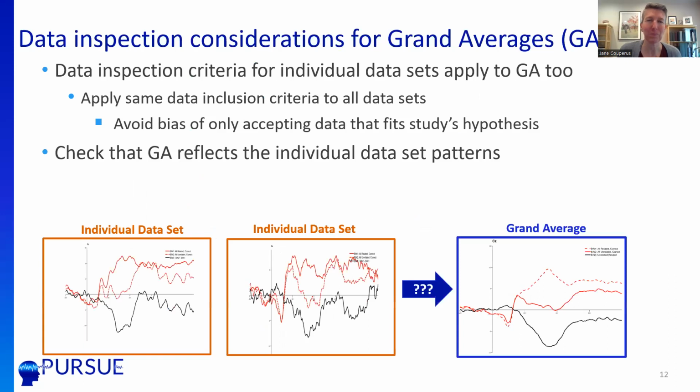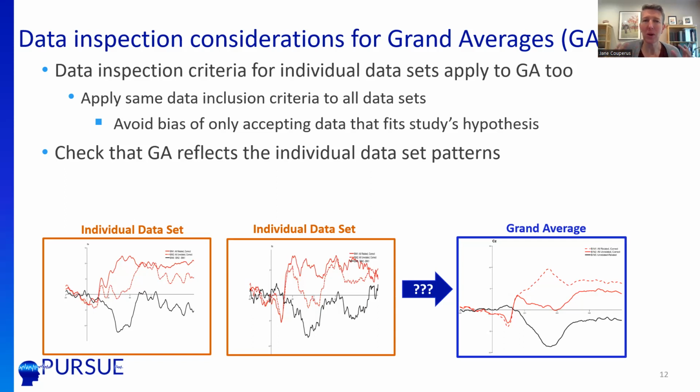When we pull up our grand average, we want to inspect them just like we would the individual averages. But this time we're now saying, do our individual data sets generally look like they would match what we're getting in the grand average, right?